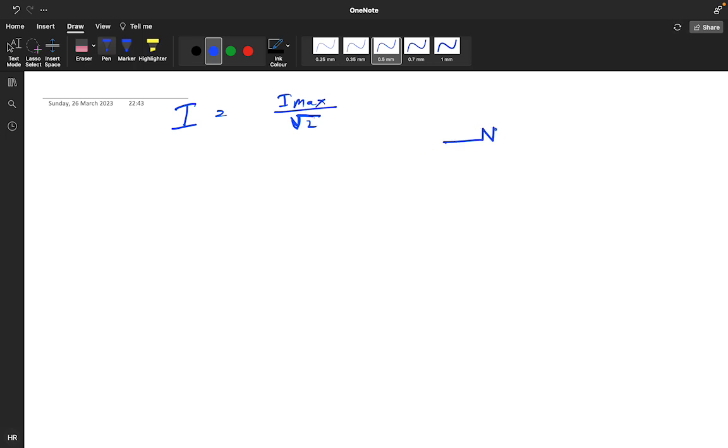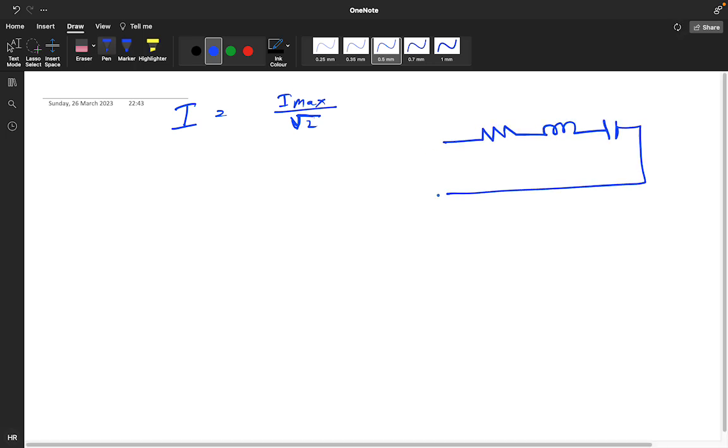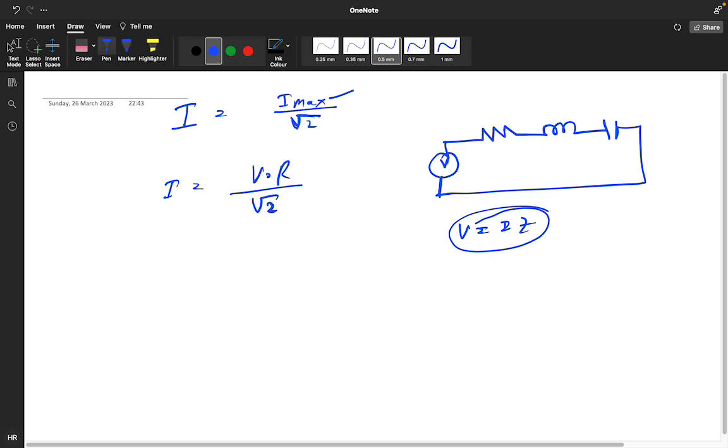And we have a circuit. This is R, L and C. This is my V value. So I max is occurring at resonant frequency. So I am writing V is equal to I into Z, and it's occurring at a resonant frequency, so we will get only V into R by root 2.